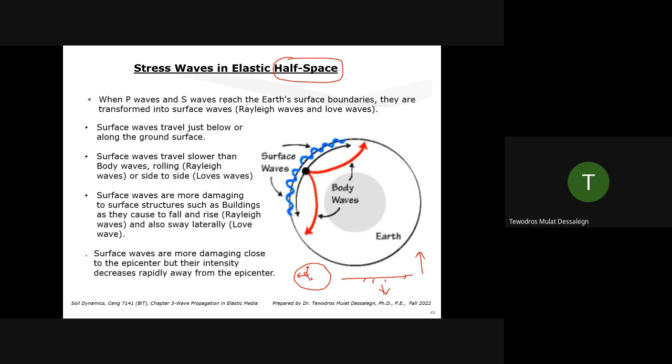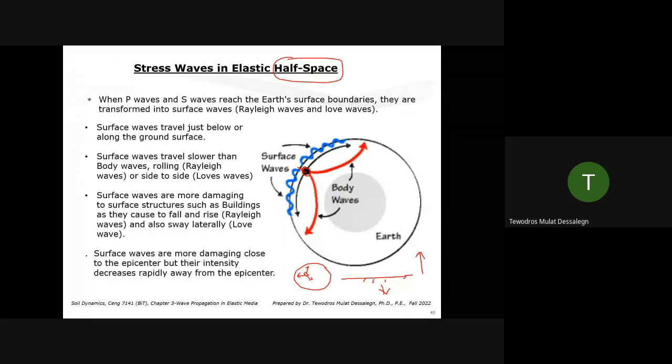When P waves and S waves reach the Earth's surface boundaries, they transform into surface waves. So if you sit right at the focal point where the earthquake occurs, you have body waves, and they propagate in any direction. You can have these directions, and you can have right above going here. When they reach the ground surface, then they turn into surface waves. The surface waves are just Rayleigh waves, or R waves, and Love waves.